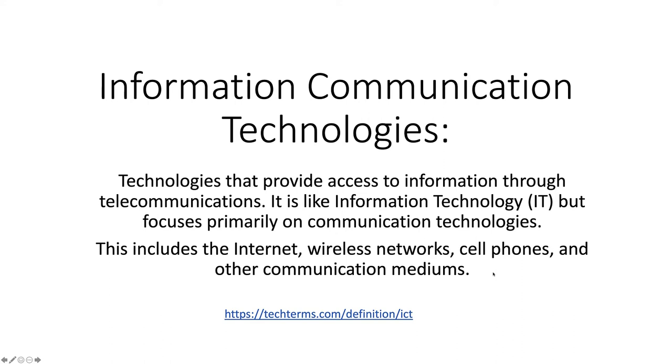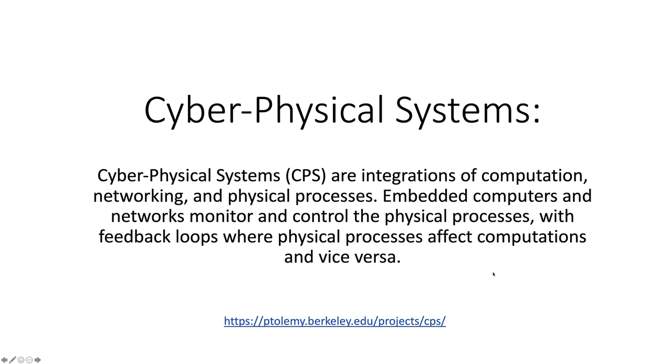The second term we need to discuss and define is cyber-physical systems. Cyber-physical systems are integrations of computation, networking, and physical processes. Embedded computers and networks monitor and control the physical processes with feedback loops where physical processes affect computations and vice versa. So what does all that mean when we're talking about flying, floating, and rolling computers? Let's take a look.